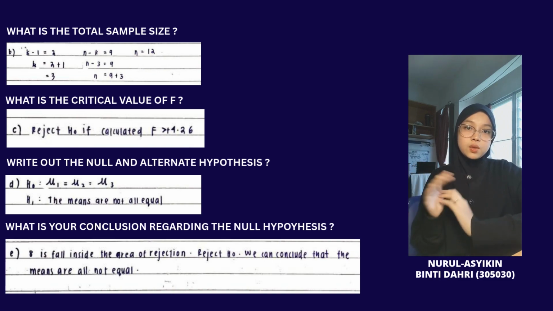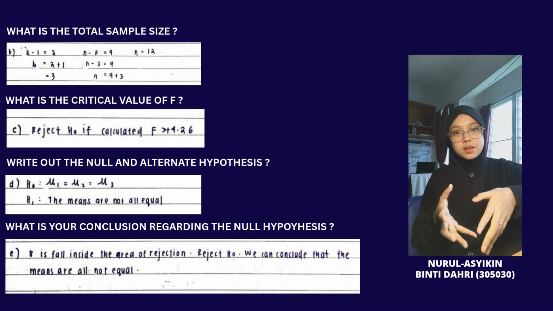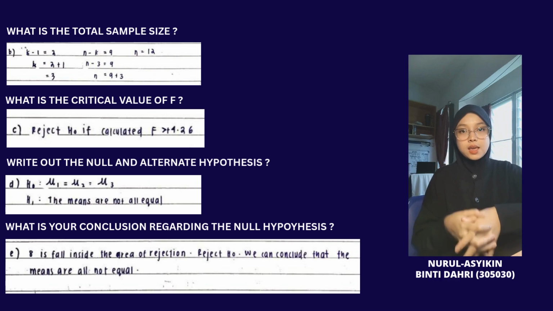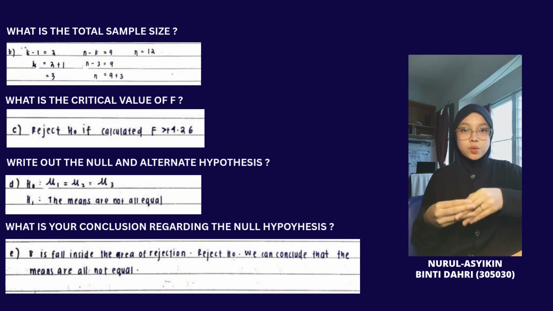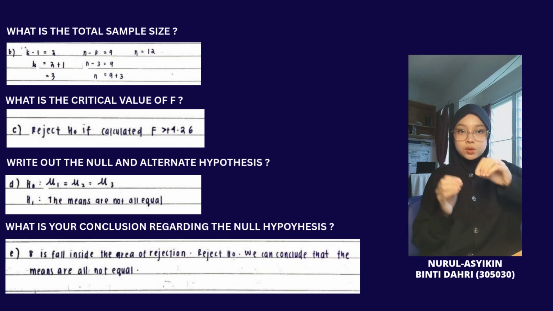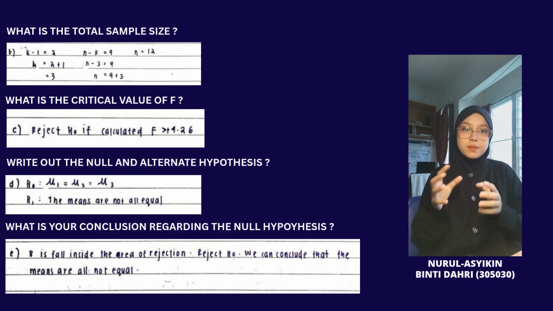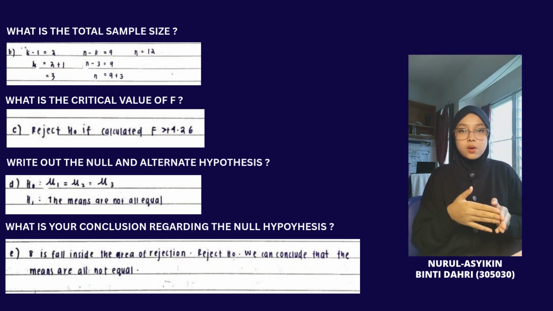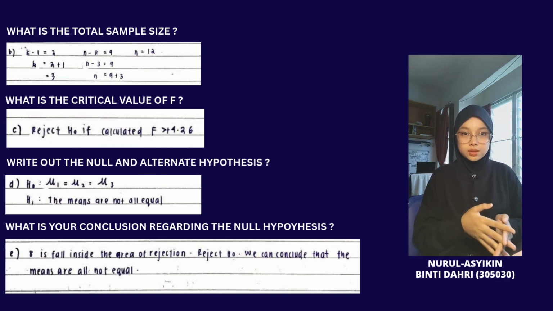For question D, the null and alternate hypotheses are H null mu1 equal to mu2 equal to mu3, and H1 the means are not all equal. Alright, so we move to the last question, which is the conclusion regarding the null hypothesis. F falls inside the area of rejection, so we reject H null. We can conclude that the means are not all equal.